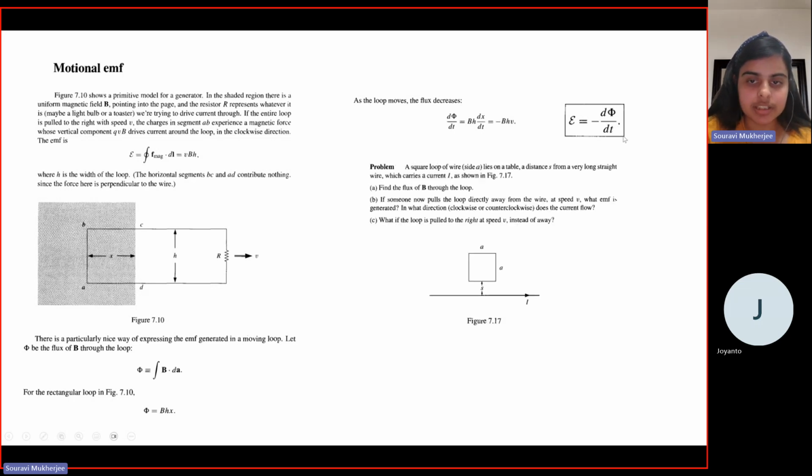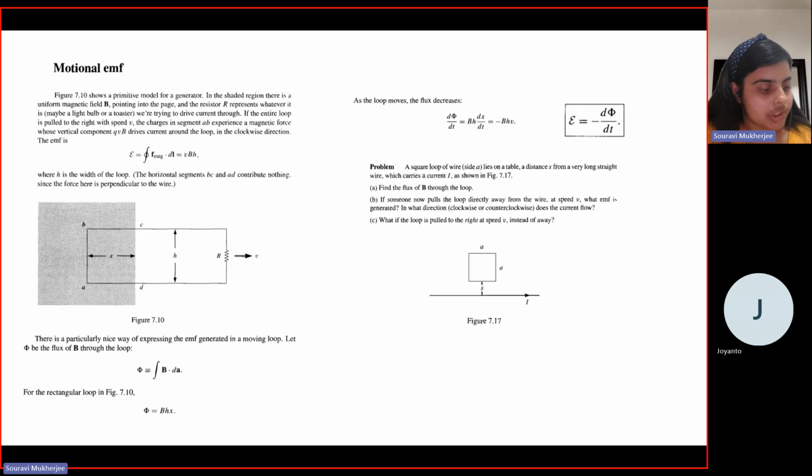So now based on this, if we try to answer this question: a square loop of wire with side A lies on a table at a distance S from a current carrying wire. It says find the flux of B through the loop, right? So in this kind of question, whenever we're asked to find flux, we need to find B and we need to find the area, right?